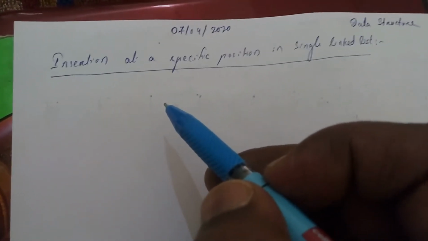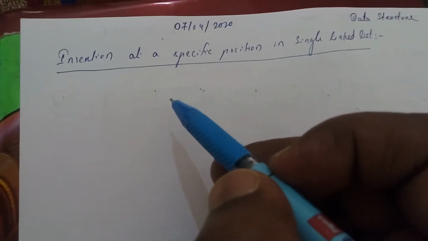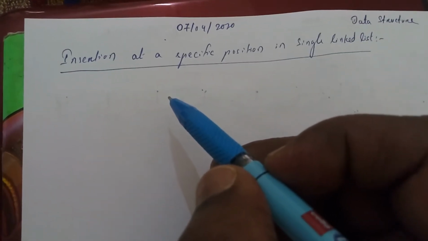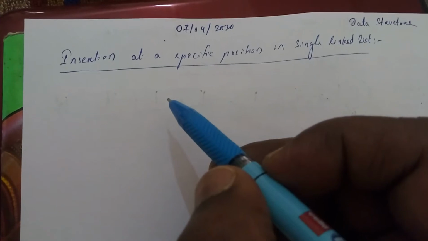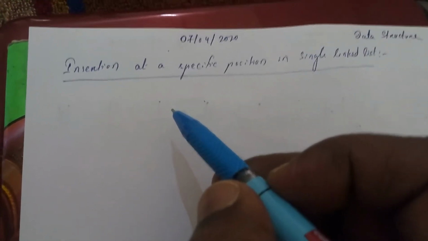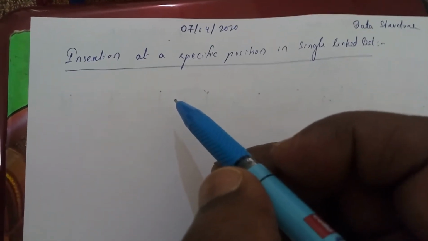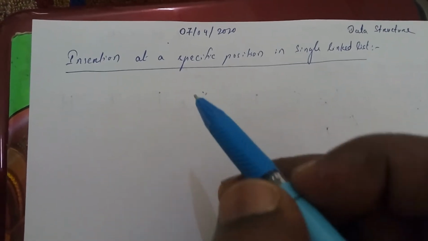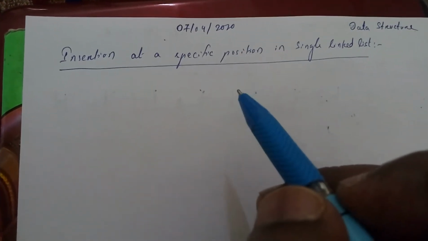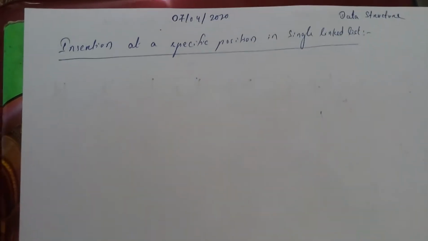Today we'll see insertion of a node at a specific position in a single linked list. Already in previous classes we have seen insertion of a node at the beginning or end of a single linked list. So here we are having a node. We want to insert that node at a specific given position in the single linked list.